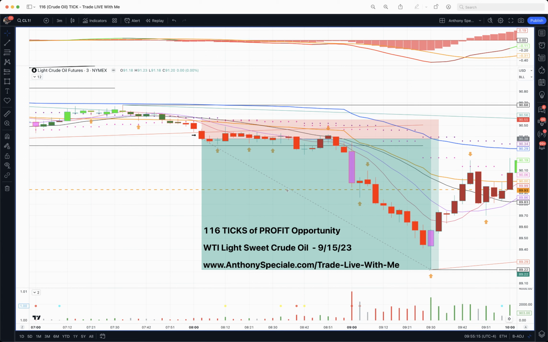And then we fell into what is a weekly pivot. This dashed orange line here is a weekly pivot. You can see we had a reaction here. We had selling volume in.